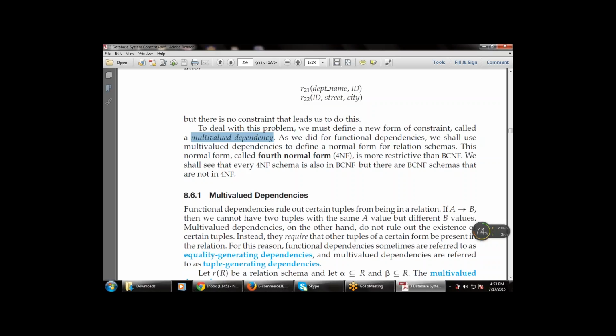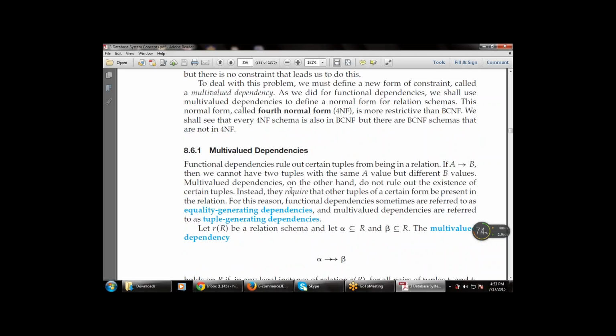This normal form is known as the fourth normal form, 4NF, which is more restrictive than BCNF. We shall see that every 4NF schema is also in BCNF, but there are BCNF schemas that are not in 4NF.